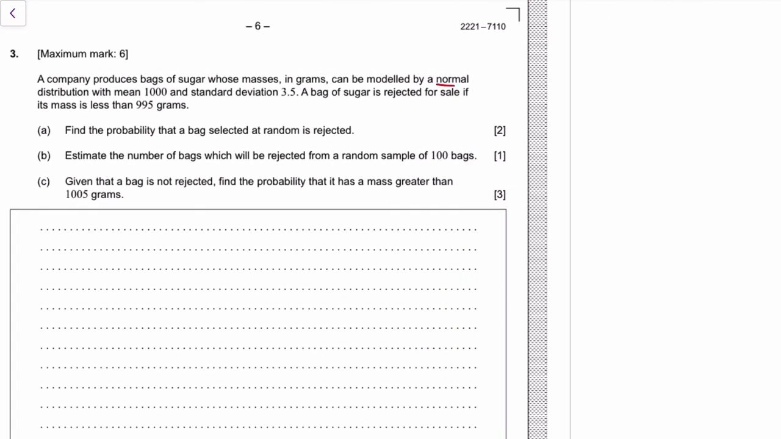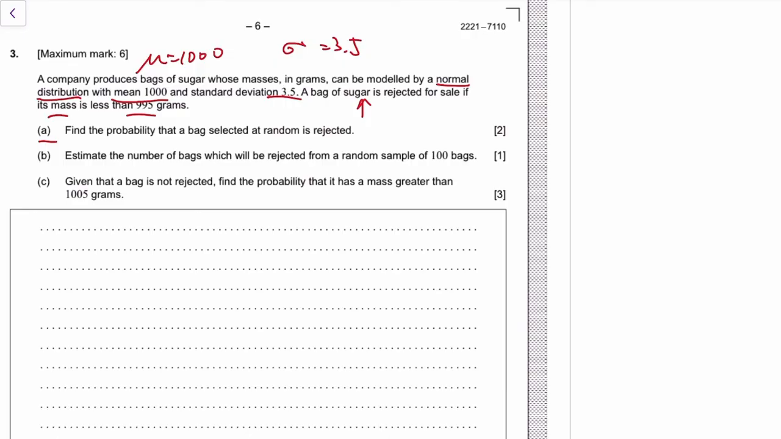Here we have a normal distribution. The rest doesn't even matter. The mean is 1,000, so the symbol for mean is mu. Standard deviation 3.5, the symbol is sigma. The item is rejected if the mass is less than 995. What is the probability that the item is rejected?